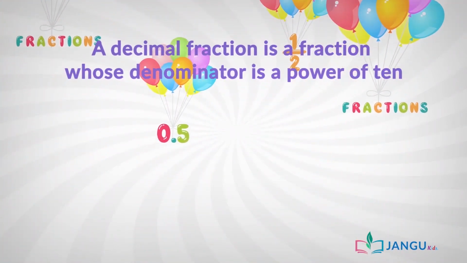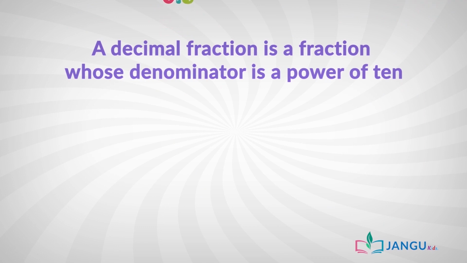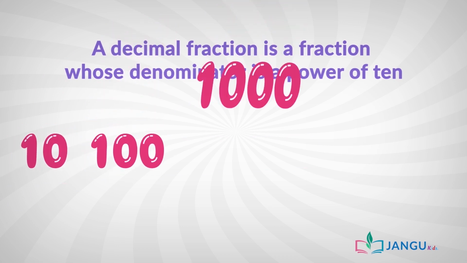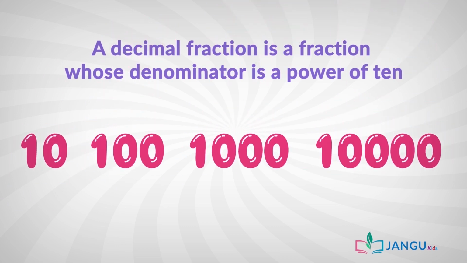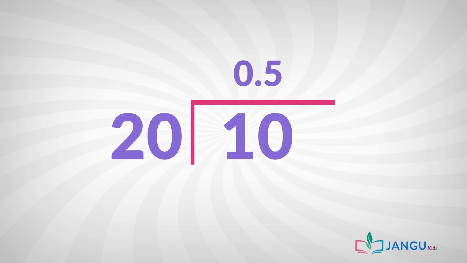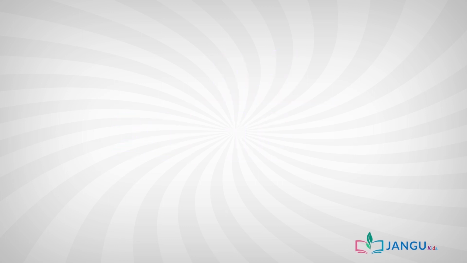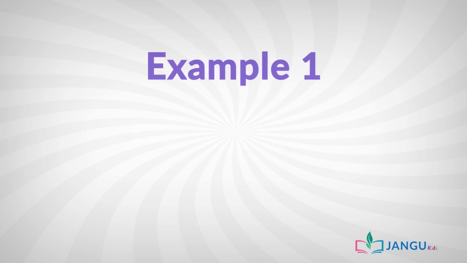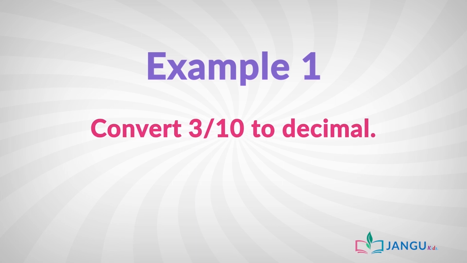A decimal fraction is a fraction whose denominator is a power of 10. Such denominators can be 10, 100, 1000, 10,000, and so on. We can write fractions as decimal fractions by using the long division method. Why don't we try some examples? Let's convert 3/10 to decimal using the long division method.